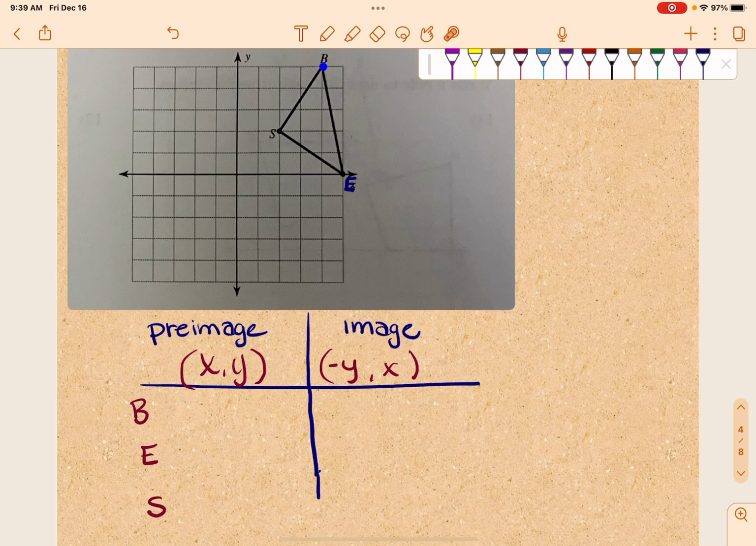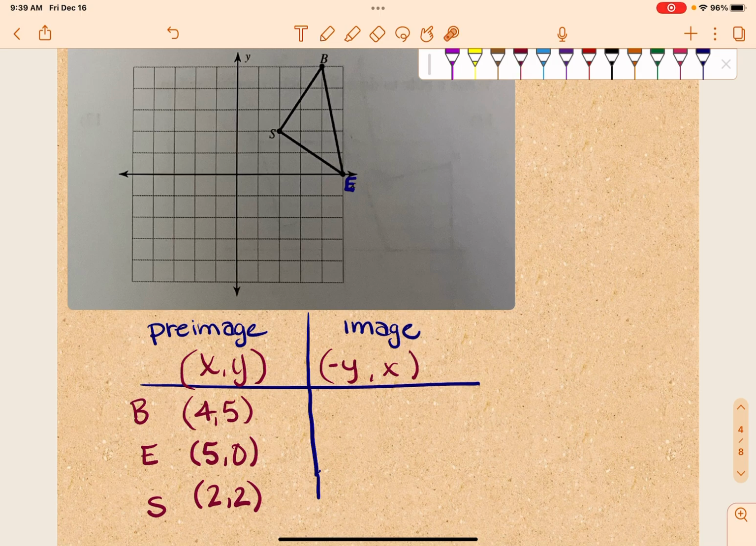So if I look at B, B's right here. So I go 1, 2, 3, over 4, up 5. So B is going to be 4, 5. If I go to E right here, it's going to be over 5 and then not up at all. So it's going to be 5, 0. Okay, now if I look at S right here, it's going to be over 2 and up 2. So S is 2, 2.